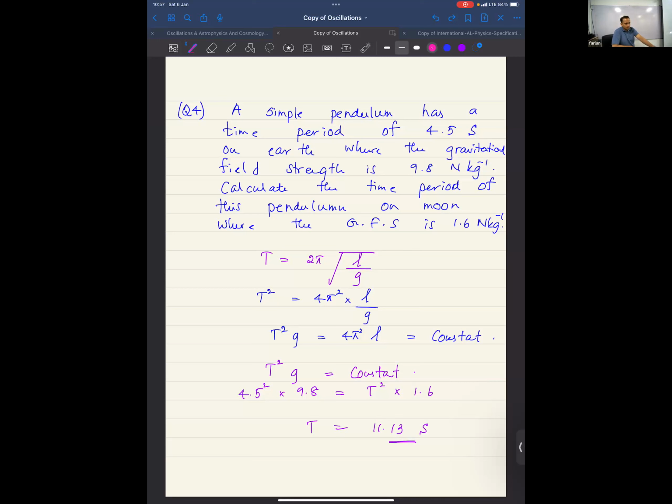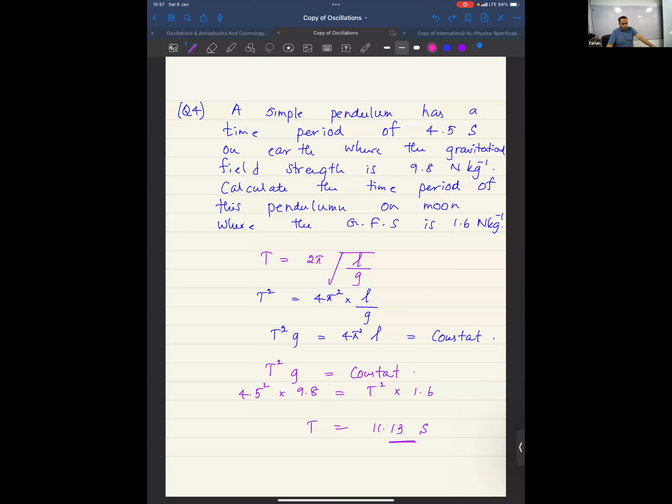So you can take T equals 2 pi root L over g. If you square both sides, T squared equals 4 pi squared L over g. So T squared into g equals 4 pi squared L. 4 is a constant, pi is a constant, L is a constant, same pendulum. So basically T squared into g is constant. So T squared into g on Earth is the same as T squared into g on Moon.